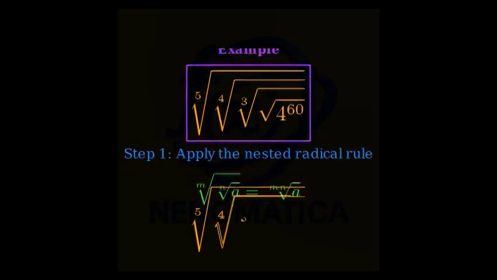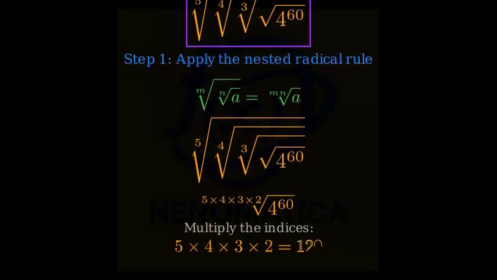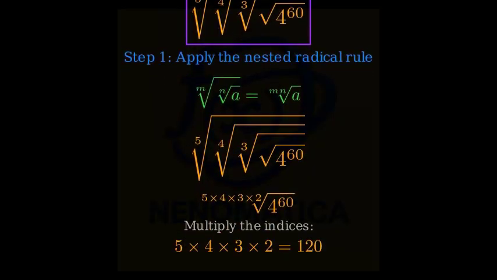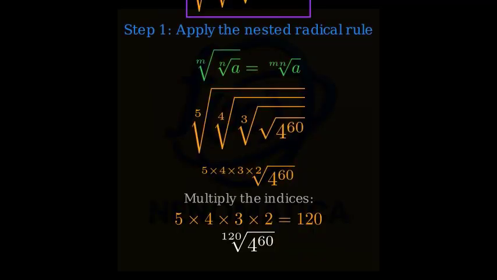Step 2. Combine the indices of the nested radicals by multiplying them. 5 times 4 times 3 times 2 in the index. Step 3. Replace the product in the index by 120.